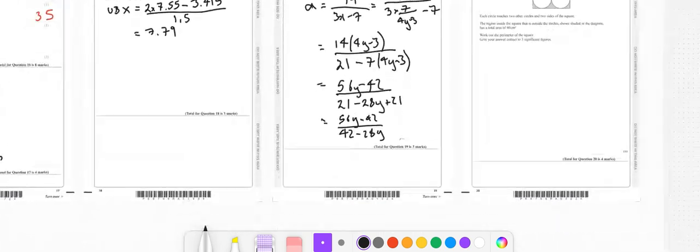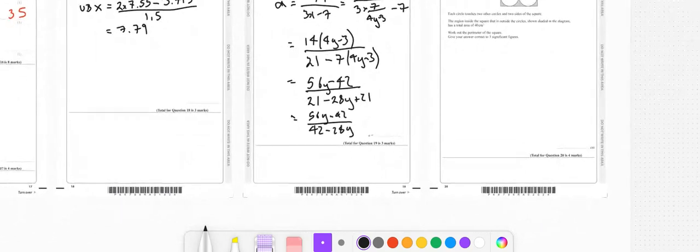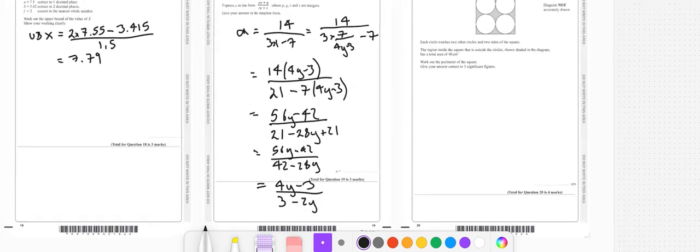We want the number of y's at the beginning. So I think all of those numbers divide by 7. In fact, I think they all divide by 14. 56 divided by 14 is 4. 42 divided by 14 is 3. 3 minus 2y. Right.